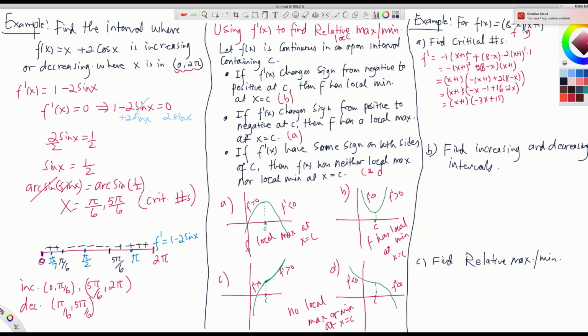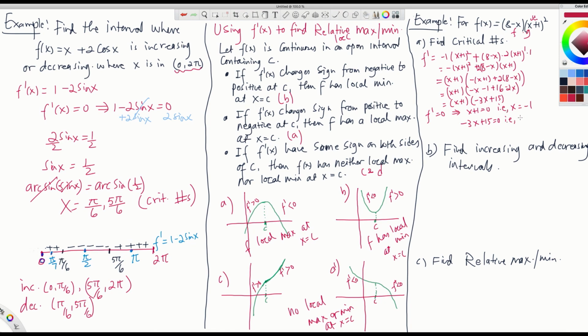So for the critical numbers, you set f prime equal to 0. This implies x plus 1 equals 0, that is, x equals negative 1. This is one critical number, right? And then negative 3x plus 15 equals 0. What do you get?